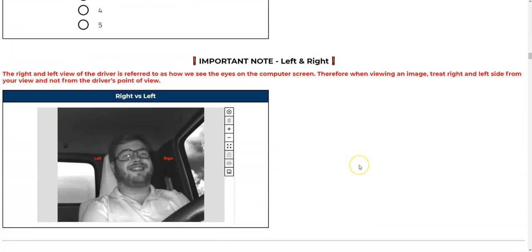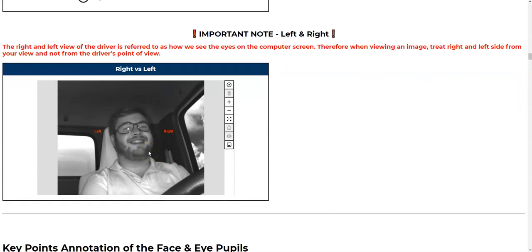The important thing that you need to know is that the right and left view of the driver is referred to as how we see the eyes on the computer screen. Therefore, when viewing an image, treat right and left side from your view and not from the driver's point of view. Our perspective is taken into consideration. For example, this is right, this is left. When you are required to annotate the right eye, it would be this eye.